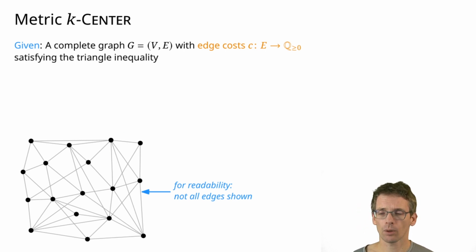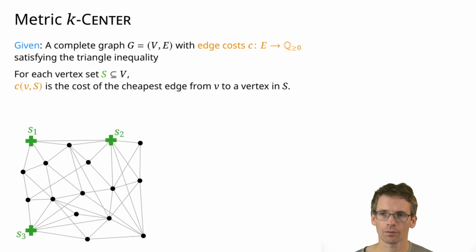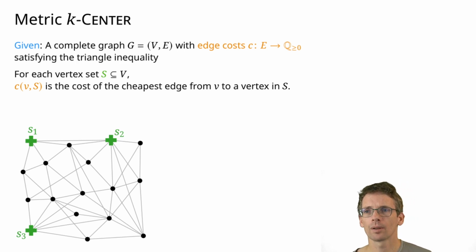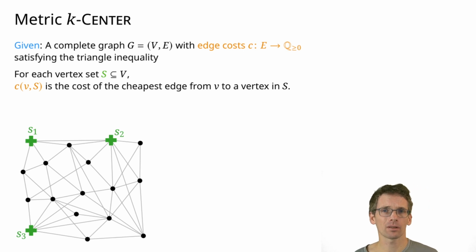And now this problem is about selecting centers. So this will be the set S, a subset of the vertices. And if I have such a set of centers, then the cost for another vertex will be the cost of the cheapest edge to one of the centers. So I will call this the closest center for that point. So for instance, for this vertex here, assuming that the costs in my example correspond to the length of these edges, then the cheapest one will be this one to S1.